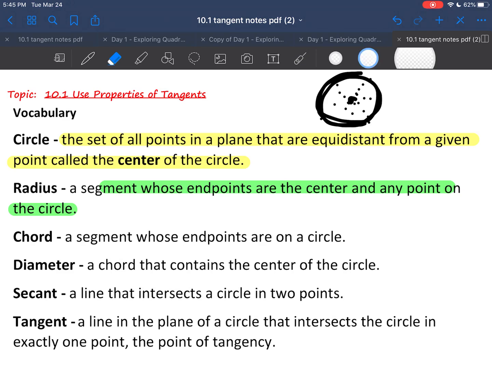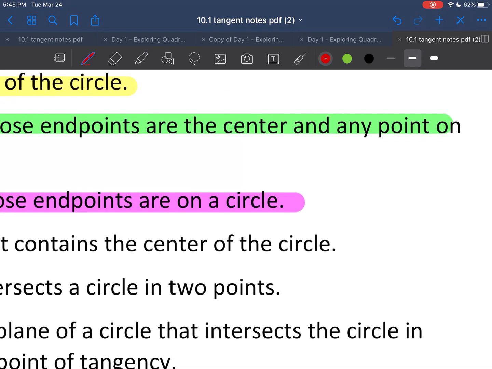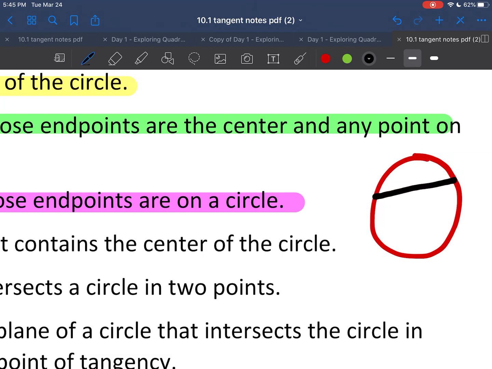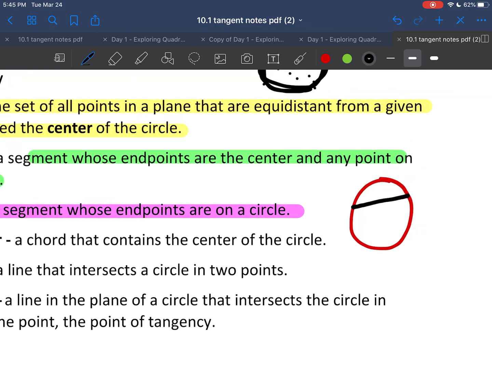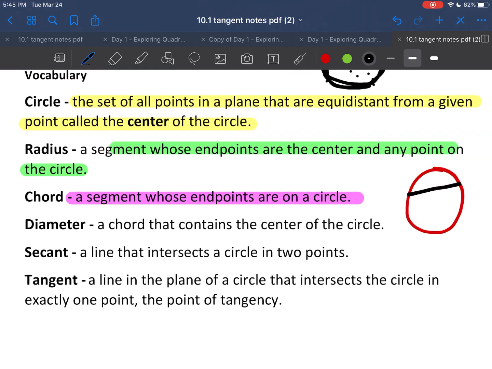A chord. That is probably a new term for you. A chord is a segment whose endpoints are on a circle. So an example of a chord: let me zoom in here. If I were to draw a circle and then draw a segment, that is a chord. It is a segment where the endpoints are on the circle. So you could draw multiple different chords.